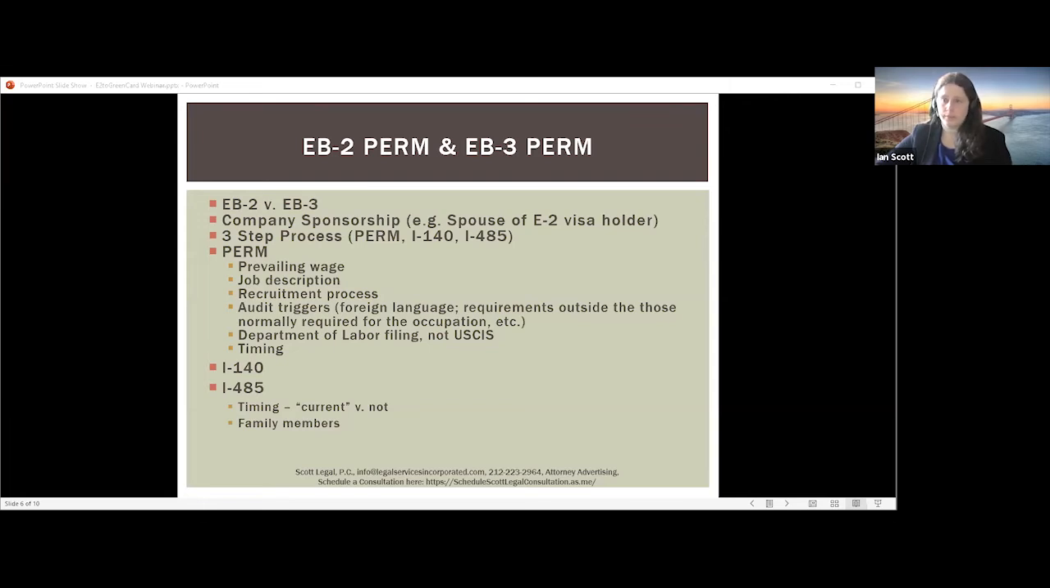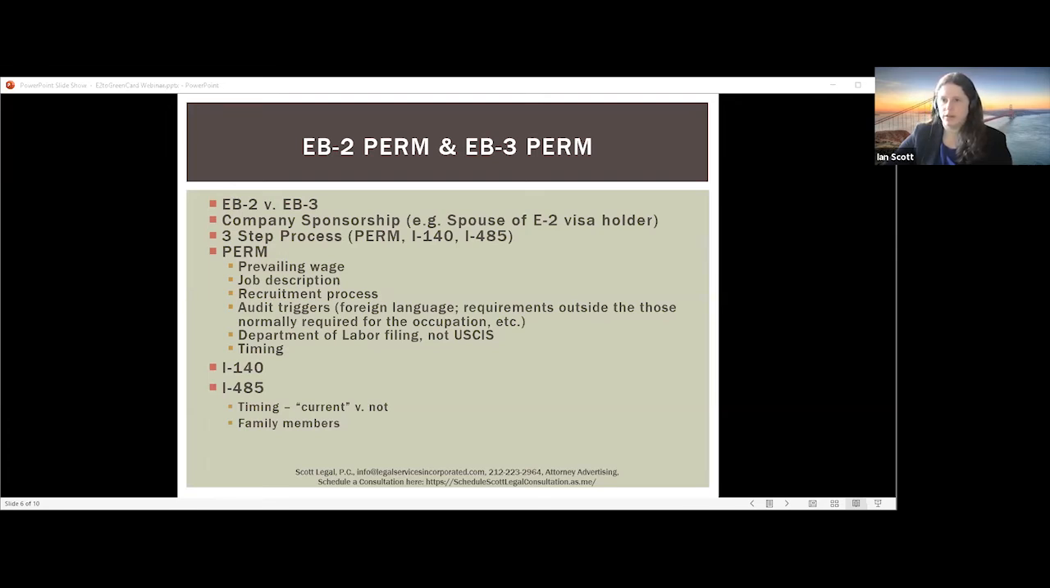There are some places where it's obvious. For example, if you're petitioning for somebody who's a Spanish language teacher, obviously there needs to be a foreign language requirement. However, in the majority of cases, it can be very difficult to meet the criteria they put in place for the employer to put in a foreign language requirement.